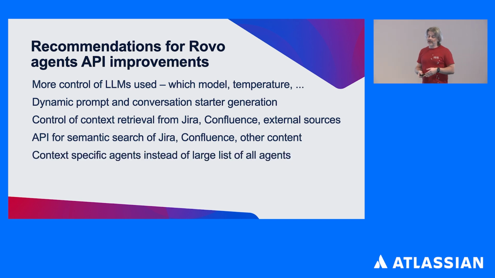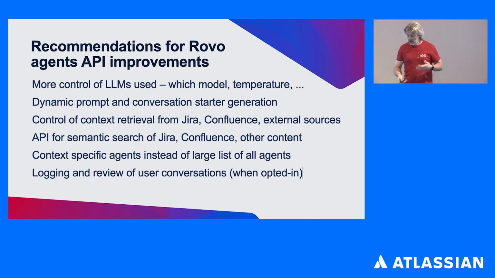And I think that from the user's perspective, they might get quite confused that now you have in Rovo a list of different agents, and then you need to select the right one. I think it would be better how we do that in each specific UI case: there's just one assistant available, targeted for that task, and it's much easier for users to understand, instead of always selecting the right agent. Finally, also some logging and reviewing of user conversations when they are opted in, to do debugging and improve the results.